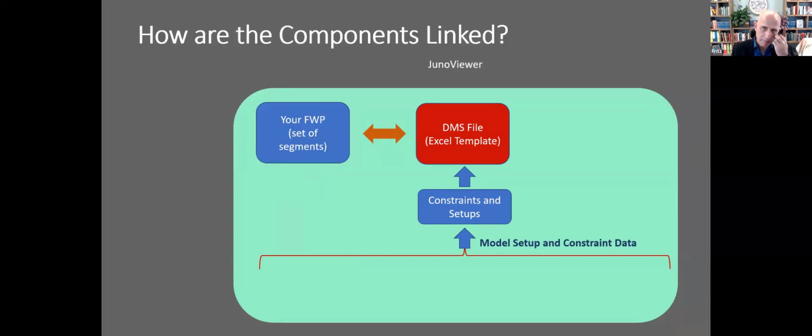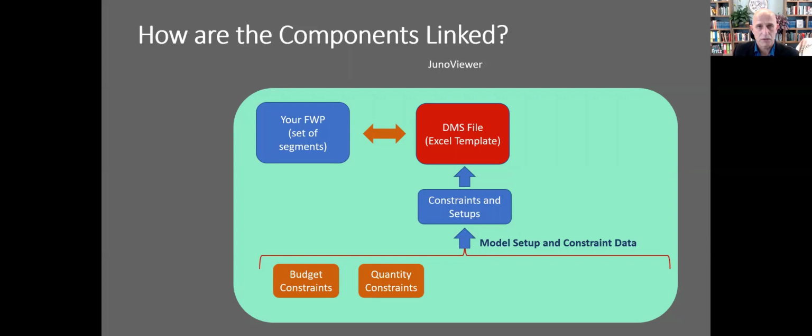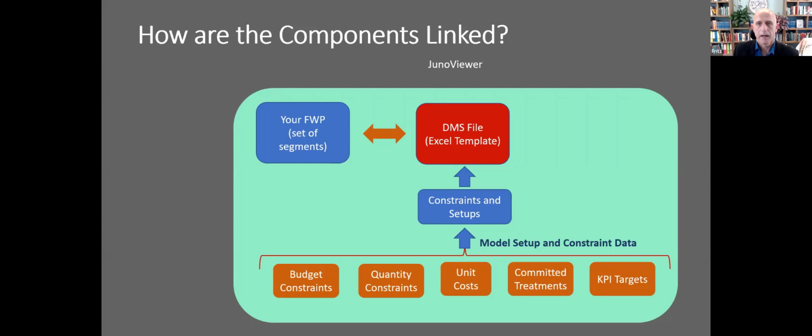And in the model setup and constraint data, just to go over that again, you have these optional things to link into your model, such as your budget constraints, your quantity constraints, if you're running a quantity constraint model, unit costs for treatments, a set of committed treatments, and KPI targets. Now, once again, many of these components here at the bottom are optional. You don't need to have them for every model you're going to run, but for some modeling scenarios, for example, if you're running a KPI-driven model, then they are not optional.